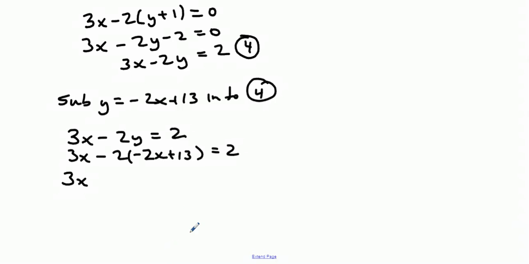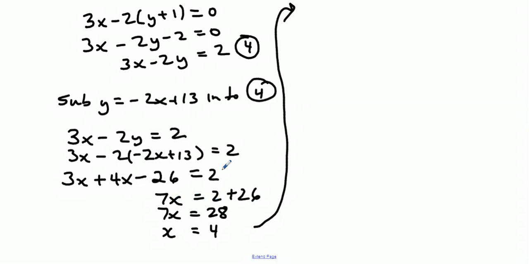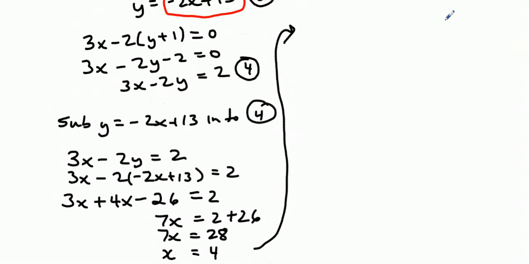So minus 2 times minus 2 is plus 4x. And minus 2 times 13 is minus 26. And that equals 2. So we get 7x equals 2 plus 26. 7x equals 28. And x, when you divide 28 by 7, equals 4. Okay, so far so good. Now, I can substitute back into 3 or 4 or 1 or 2. It doesn't matter here to find our y.